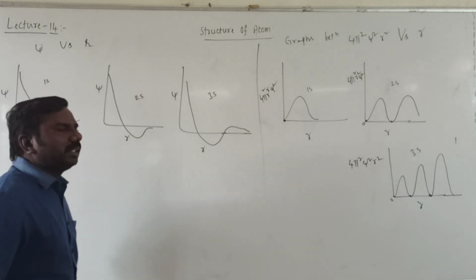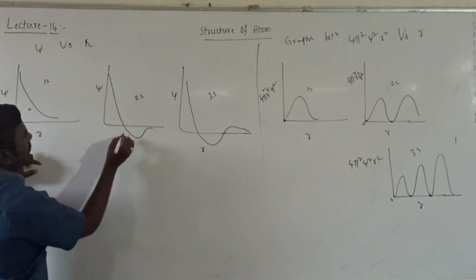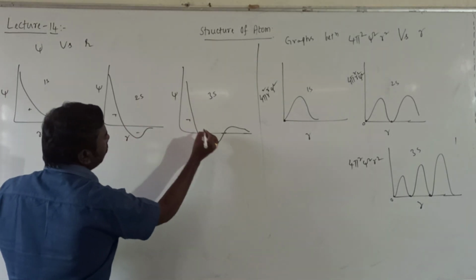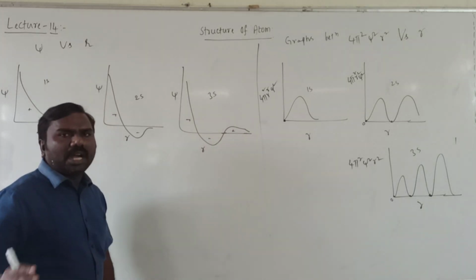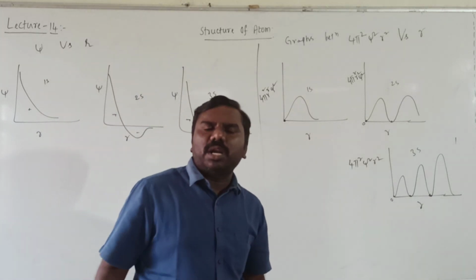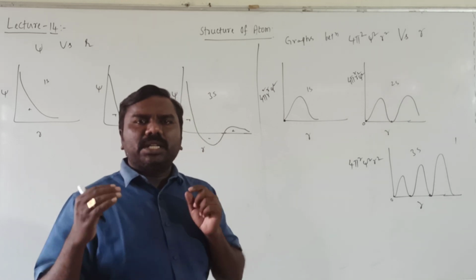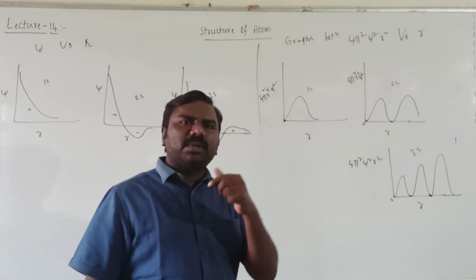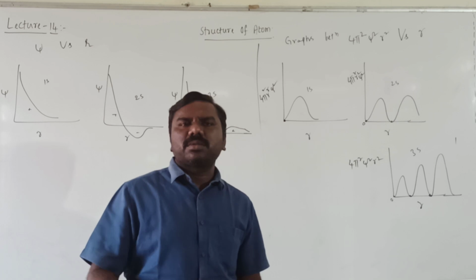You just observe, this is positive, and this is positive and negative; positive, negative, positive. I told you that the psi value may be positive or negative. To make it always positive, psi must be squared. That's why psi square is considered.